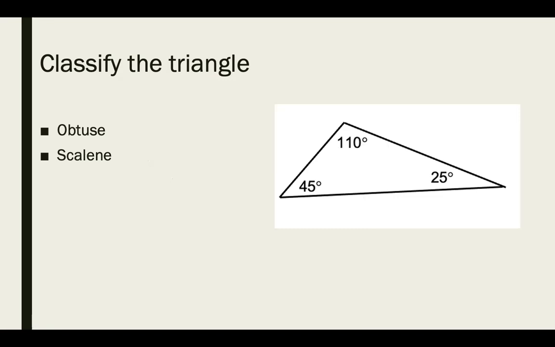Another thing to point out is in a scalene triangle, all the angles will be different as well. All the sides will be different, but all the angles will be different as well. So this fact that these angles are all different sizes tells us it's a scalene triangle as well.